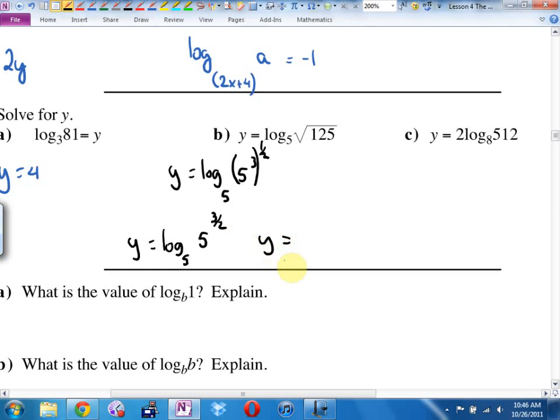5 to what power equals 5 to the power of 3 over 2? Doesn't 5 to the 3 over 2 equal 5 to the 3 over 2? See what I mean by so easy? That this one, kids always flip. No, actually, it's too easy. I'm pretty sure it's that. 5 to the 3 halves equals 5 to the 3 halves.